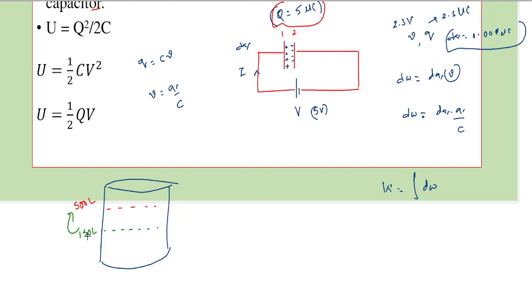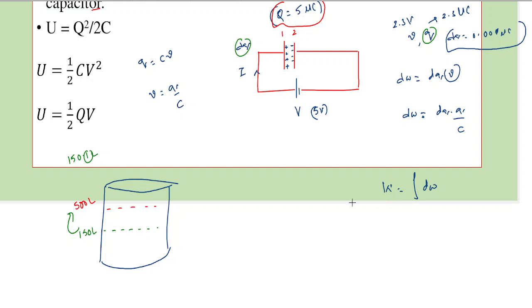Now imagine that we add some more water to it, so make it 150.1 liters. So this 0.1 liter is extra water added. In the same way, if the charge is small q, the work done to move some more charge, we call it dq, is given as dq into V.